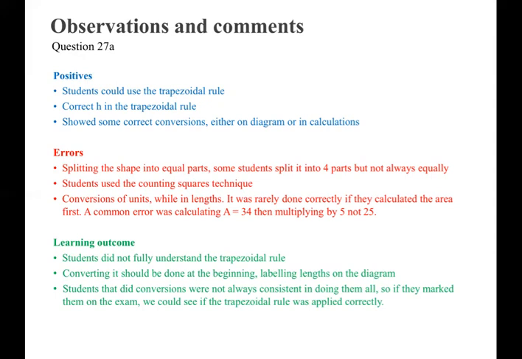So conversion of units was also an error, especially if they had worked out the area first and then wanted to convert using the scale. The problem here was they times it by 5, the area, and obviously they need to times it by 5 squared, the 25. So a really common answer we got was they did the trapezoidal rule perfectly, got an area of 34, perfect, but then they would times it by 5 and not 25. So that was a really common answer that came up.